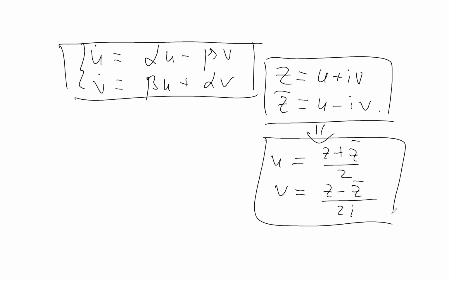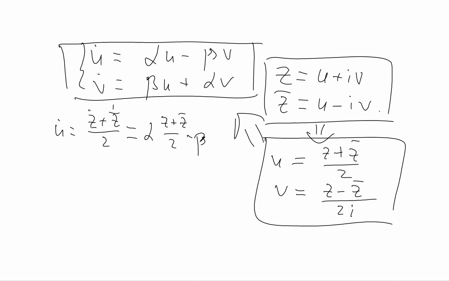And now we can put it back here. So u dot is equal to z dot plus conjugate of z dot over 2. And this will be equal to alpha times z plus conjugate of z divided by 2, which is u, minus beta times z minus conjugate of z divided by 2i.